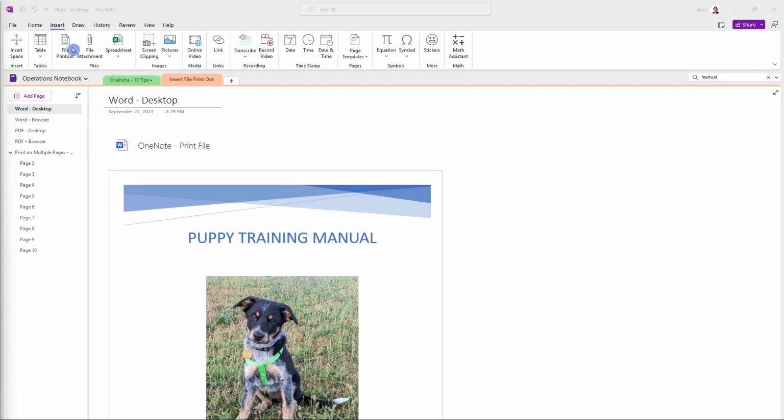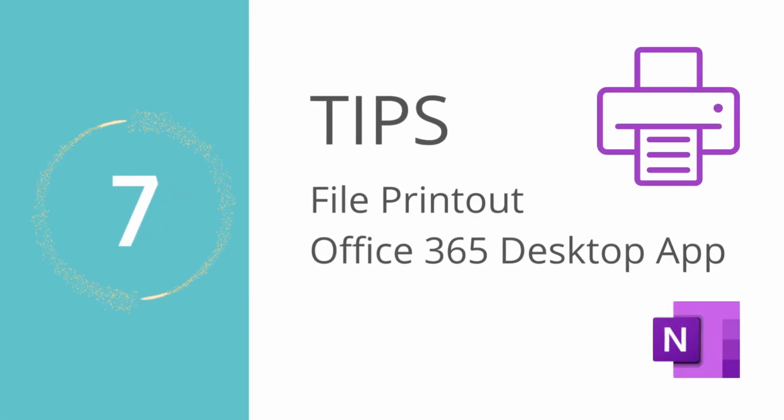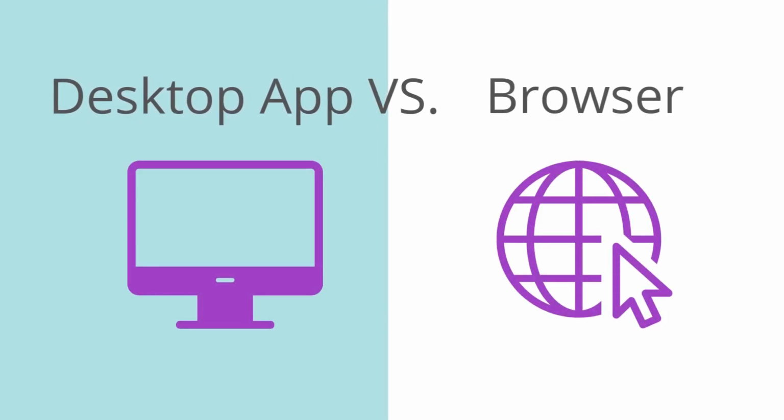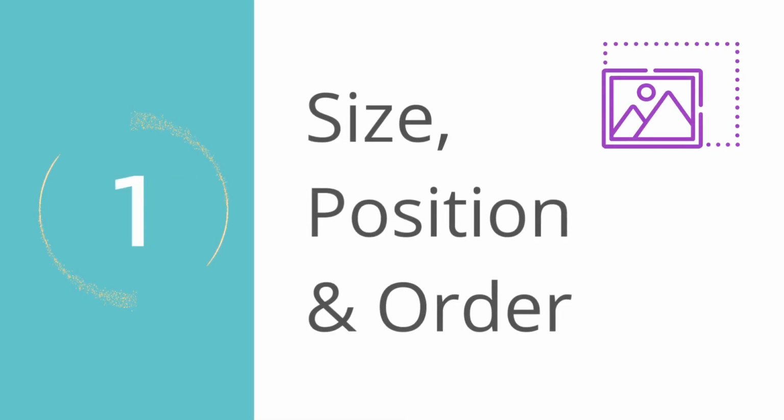Alright, let's nerd out. In this video, we are referring to this File Printout feature here. I'm going to be covering the features that are available within the desktop app. Now, there are a couple of little quirks between the browser version, and I am just going to highlight those throughout this video. Tip number 1 is size, position, and order.